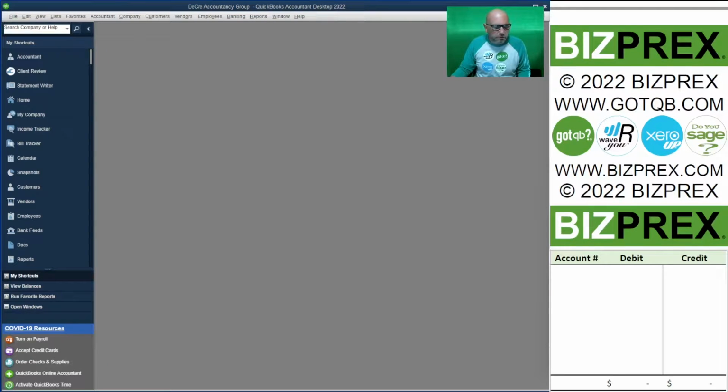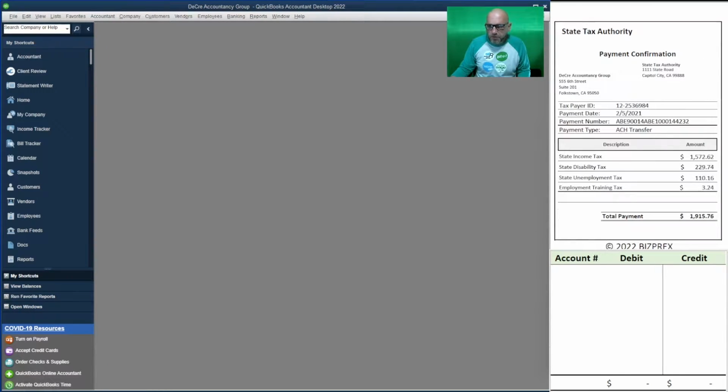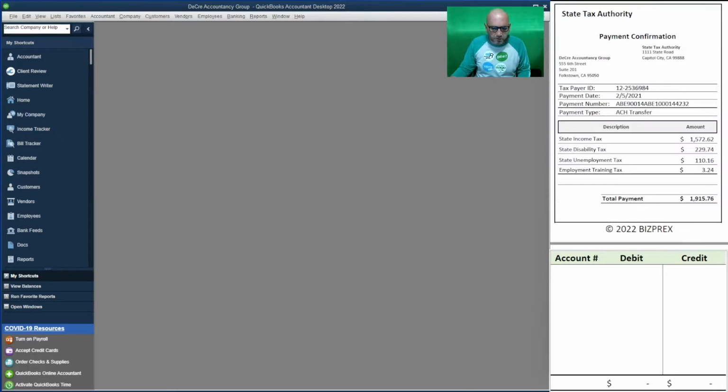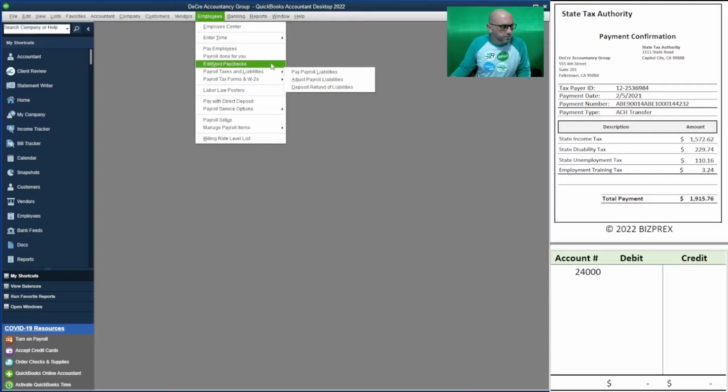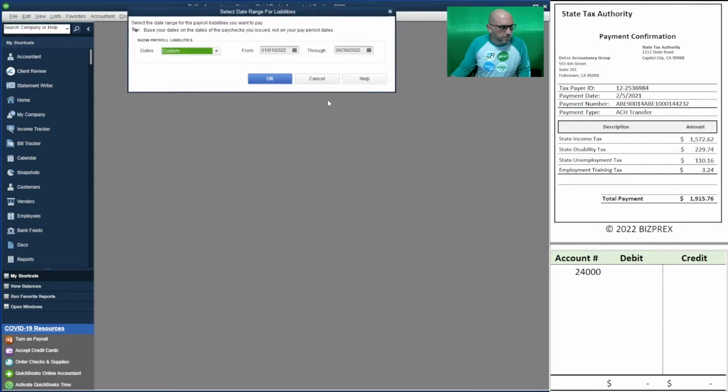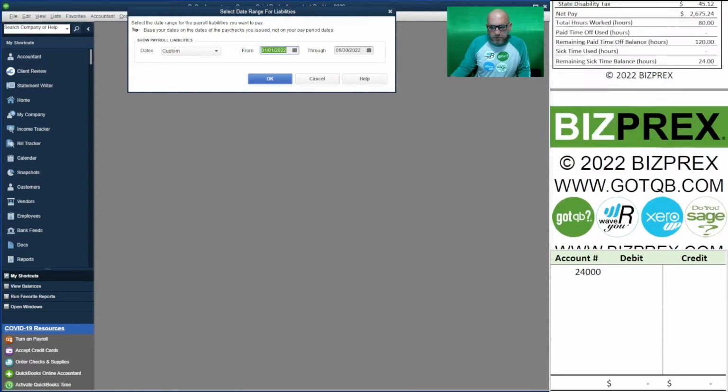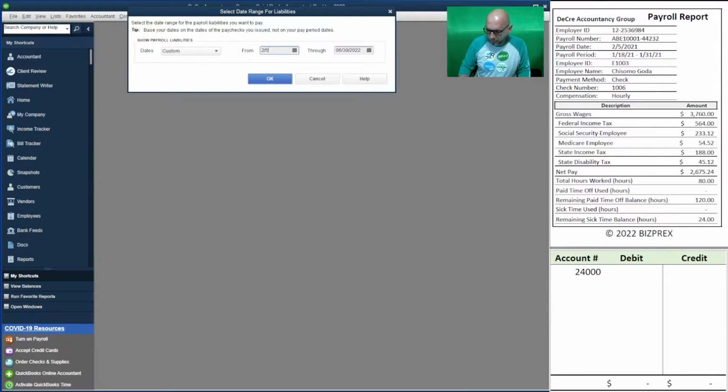Okay, let's go ahead and pay our payroll taxes now. Remember, we booked into account 24,000, payroll liabilities, right? So that was 24,000. Now we need to reduce that, so let's go ahead and do that. Again, employees, payroll taxes, payroll liabilities. Okay, let's stick to our date, the date we did our payroll, 2/5.